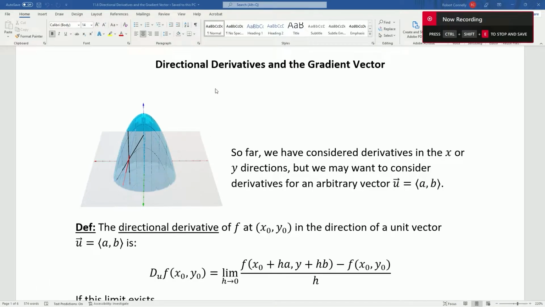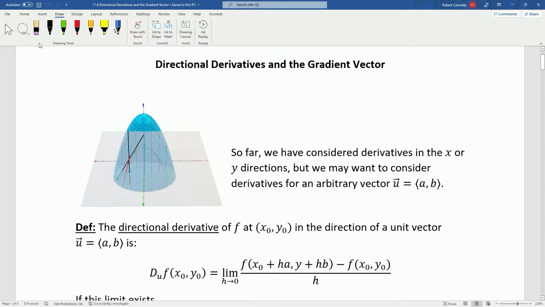Hello everybody, and welcome to our video on directional derivatives and the gradient vector. So far, we've considered derivatives in the x or y directions, but we may want to consider derivatives for some arbitrary vector. In other words, if we're traveling along some path in an arbitrary direction, what would the rate of increase or decrease in our z values be?